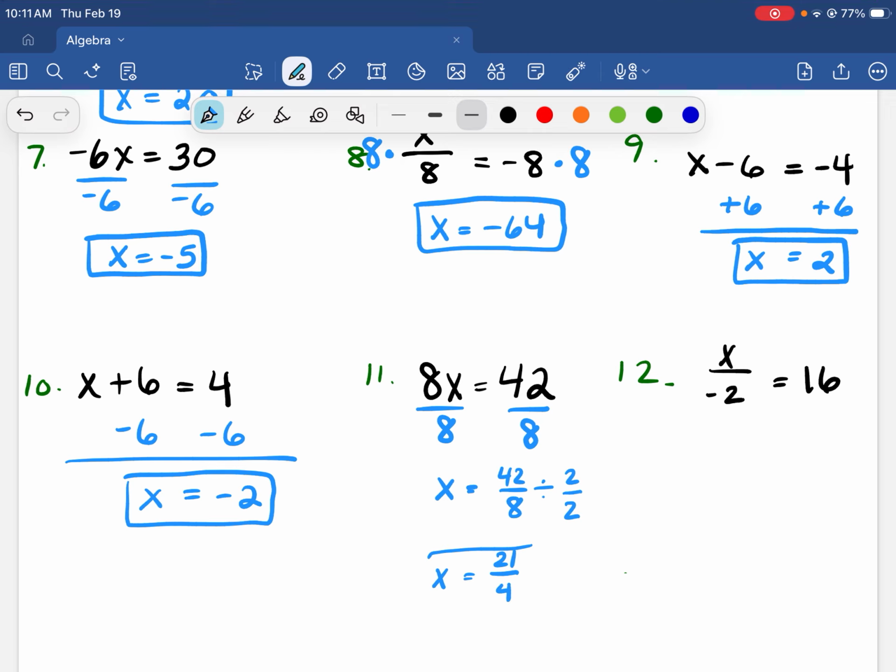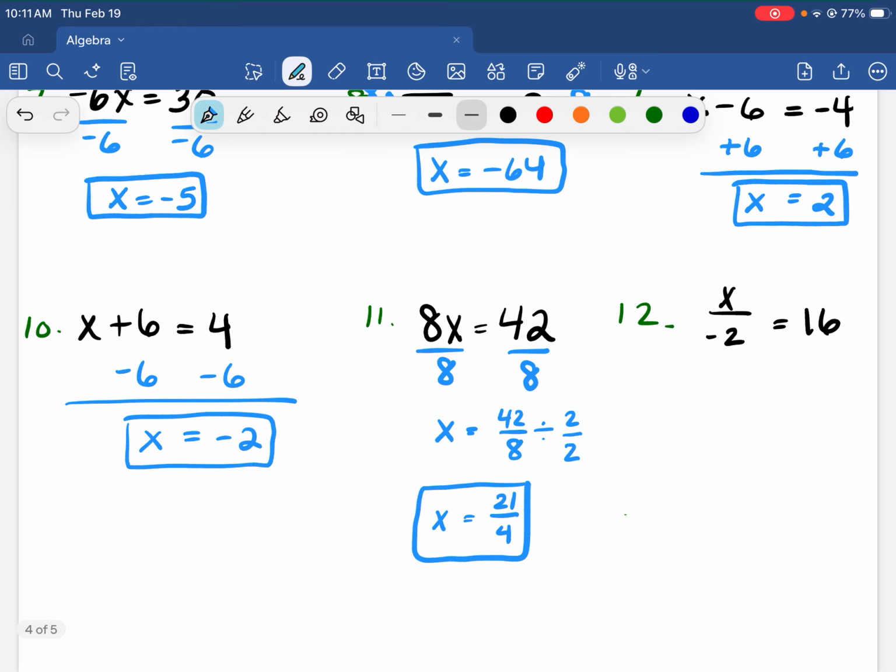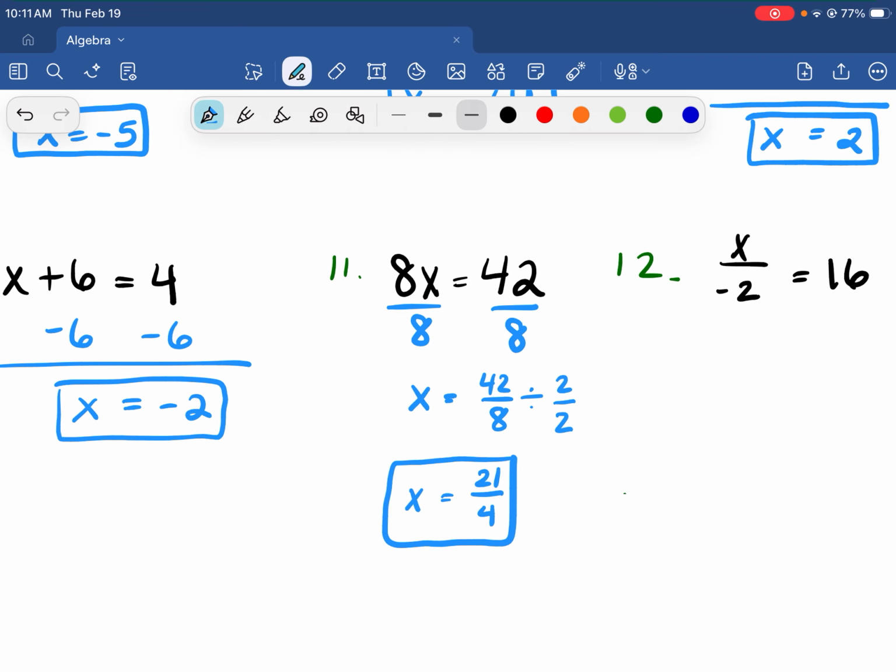I can leave this as an improper fraction here, because 21 and 4 don't simplify by the same number, or divide by the same number. Or I could turn this into a mixed number. 4 goes into 21 5 times, since 5 times 4 is 20, with 1 left over. Both of these are completely acceptable answers.